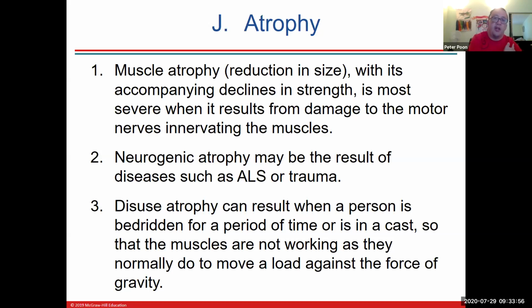Neurogenic atrophy might be a result of ALS or trauma, severing the nerve. Disuse atrophy is when you're put in a cast. If you have ever been put in a cast before, take a before picture and an after picture, and you'll be like, what the hell happened? Simply not moving your muscles, not getting those twitches. Even if you're doing nothing, you still move your muscles around every day, and that at least gets some work in. If you lock it and don't let it move at all, then you get no work in, and you'll see the difference.